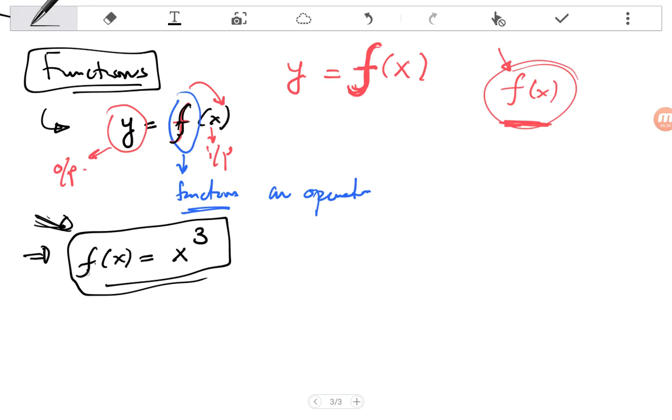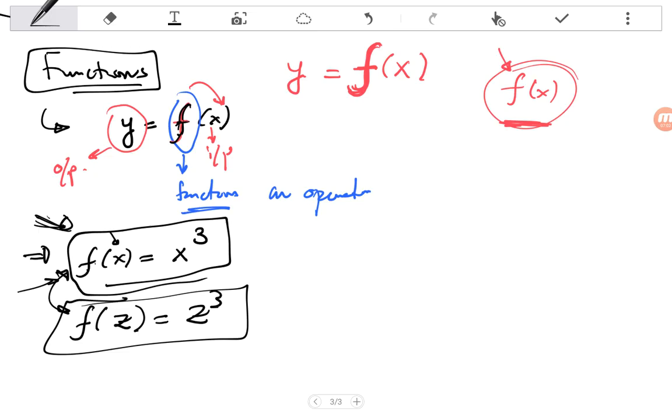Okay? It doesn't matter what the name of that input is. I just need to specify how to operate on some input. For example, I can express the same function as follows. I can say f of z is z cubed. These two expressions give the same meaning, which is that f operates on some input by cubing that input. Okay, so that is the meaning of that expression. I can say that f of some square is that square cubed.